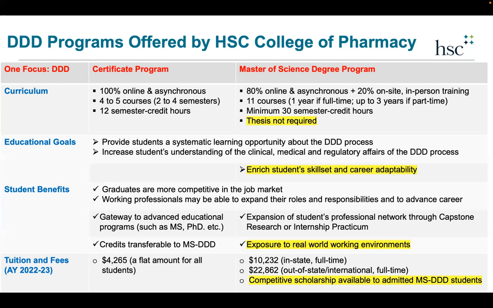a little bit over $4,000 for all students. The MS DDT program sums up to $10,000 for in-state full-time students, close to $23,000 for out-of-state or international students. Our program does provide a competitive scholarship opportunity to admitted MS DDT students that I will explain in the next slide.